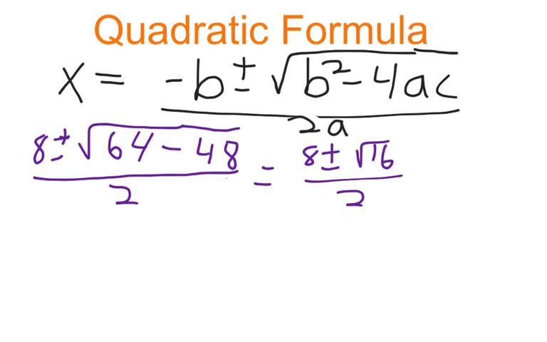An instance where you would only have one solution is if your square root was of 0. Then it wouldn't matter if you added or subtracted 0. It wouldn't change your value. But here we are going to have two different solutions. So 8 plus 4, since the square root of 16 is 4, over 2.